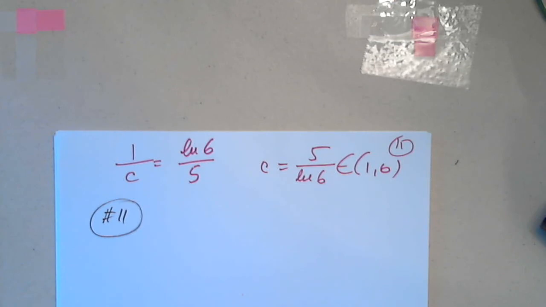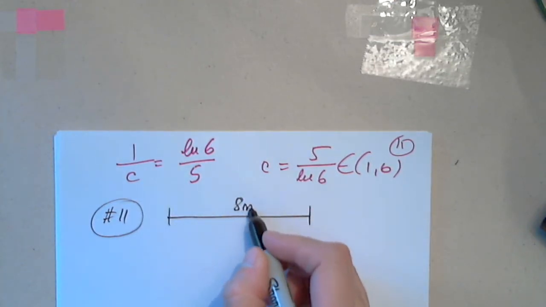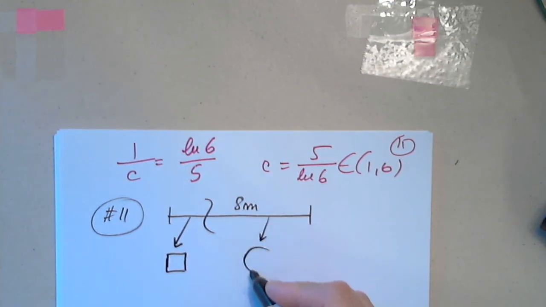Okay, 11. So we have a piece of wire that is 8 meters long, they say, and it's cut into 2 pieces. Okay, let's say we cut it here. One piece is bent into a square, and the other one is bent into a circle. How much wire should be used for the square in order to maximize the total area? How much wire, that's part A. How much wire should be used for the square in order to minimize the total area?